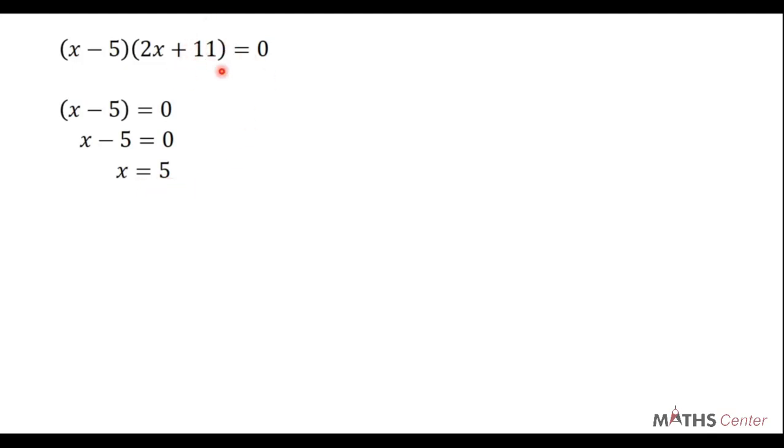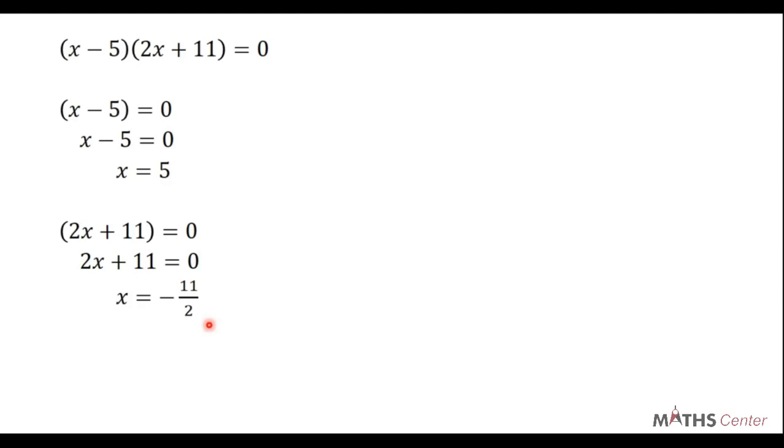Then we solve for the second bracket too. So we have 2x plus 11 is equal to 0. In solving linear equations, 11 is positive here. When it comes here, it becomes negative. So we're going to have negative 11 divided by 2 to give us x. If you watch the video on solving linear equations, you understand how x is negative 11 divided by 2. Because you bring 11 here, it becomes negative 11. You divide both sides by 2, so you're going to have x equal to negative 11 divided by 2.